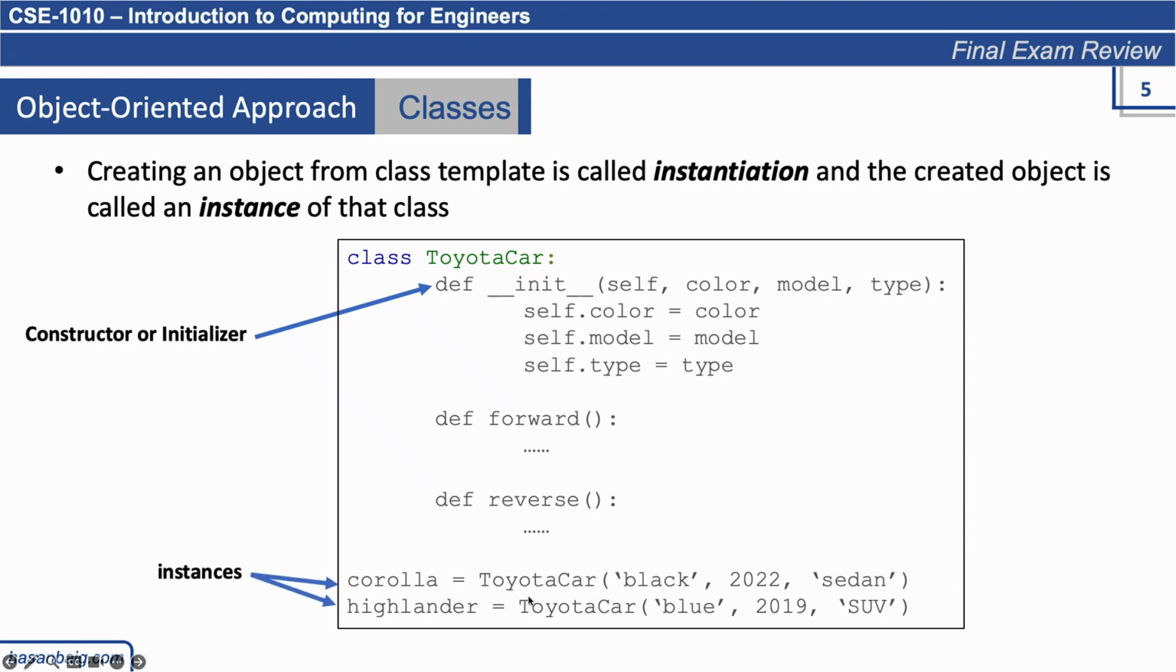So when you create an object with the help of the Toyota car class, passing the required parameters, color, 2022 as the model, and sedan as the type, we are creating an object out of the Toyota car class template, and this is what we call an instance, and this procedure is called instantiation.